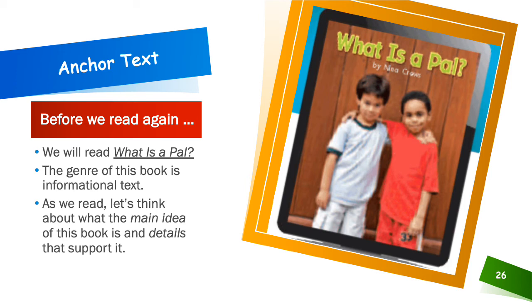Now, let's read our anchor text again. We are going to read What is a Pal? The genre of this book is an informational text. That means it's giving us real information about a real topic. As we read, let's think about what the main idea is. Now remember, main idea is the most important idea about the topic. And let's look for details that support the main idea. Details are facts that tell more about the main idea. So as we read, I want you to think, what is the main idea of this text? And what details support that main idea?